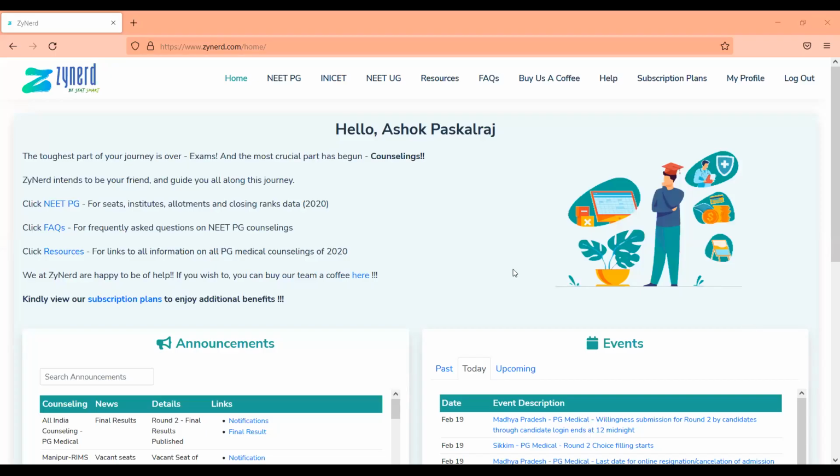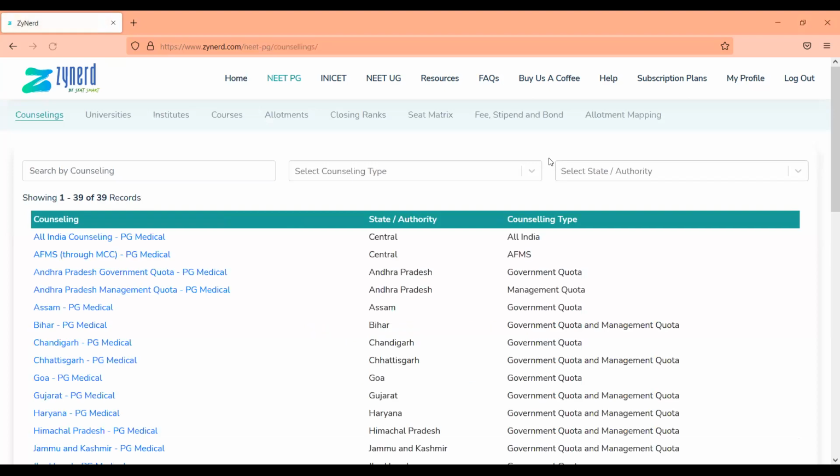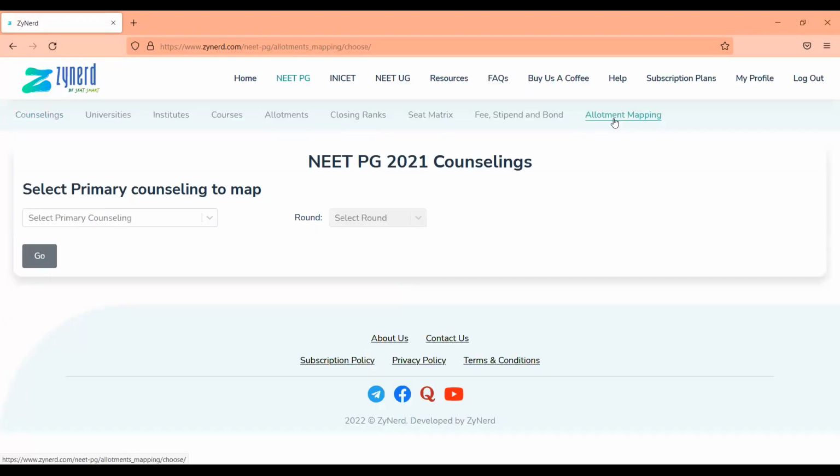So this is our tool. This is where you go in and then you will click on NEET-PG for ZyNerd's allotment mapping tool. Click on the allotment mapping link and you will be able to see the primary counseling to map. At this stage, ideally, someone would be looking at the movements in state round 2. Basically, you have the state round 1 allotments.